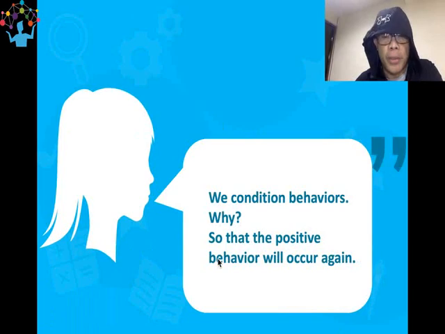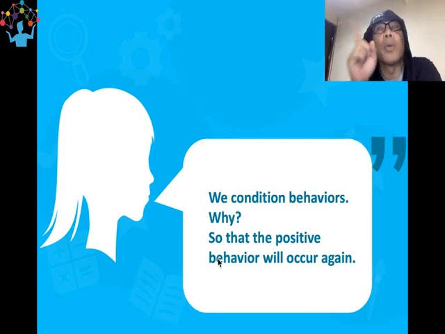We condition. What is the other word for condition? We program behaviors. Why? We program or condition behaviors so that positive behavior will occur again. And if there's a negative behavior, we program behavior so that we can eliminate the negative behavior and replace it with positive behavior. So you have to remember that if you want to change a negative behavior, you have to replace that with positive behavior.